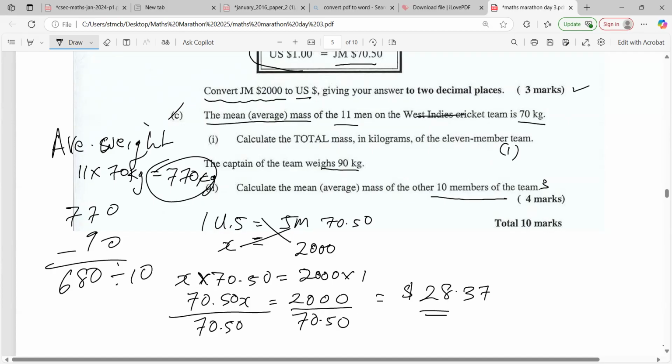So that will be what? 6.8? 68. So it's actually 68. Calculate the mean average mass of the other 10. Yeah, that was never bad for 3 marks, pretty straightforward for 3 marks. All right. So that one wasn't bad, guys. So that's a total of 10 marks.